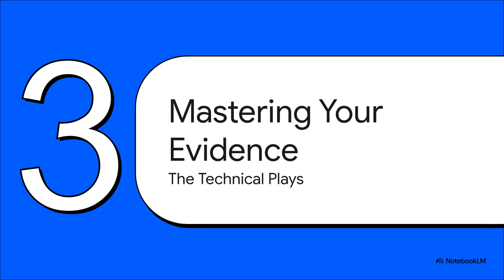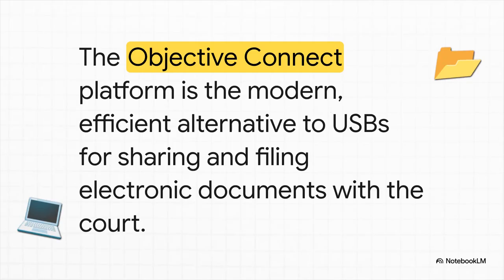Okay, time for the technical plays. Let's be real, modern commercial cases involve a mountain of information. The commercial list has very specific rules for handling the 2 pillars of evidence: documents and experts. Getting this right isn't just a good idea, it's essential. First step, documents. Forget about careering USB sticks back and forth. Seriously, the commercial list runs on the Objective Connect platform for all electronic filing. As soon as your case is listed, you'll get an invite to a workspace.